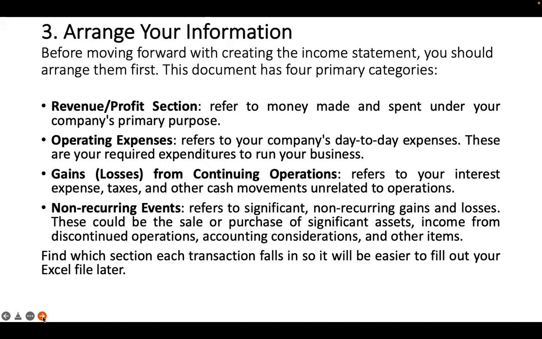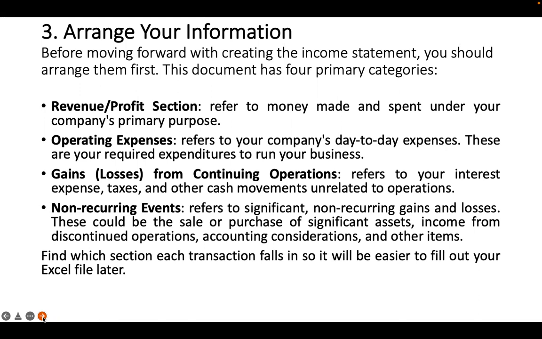Now what we have to do is arrange our information in an order so that it looks like an income statement. Before moving any further with creating the income statement, we should arrange them first. In an income statement, there are basically 4 categories. The first one starts with revenue, then operating expenses, then gains, and then non-recurring events.